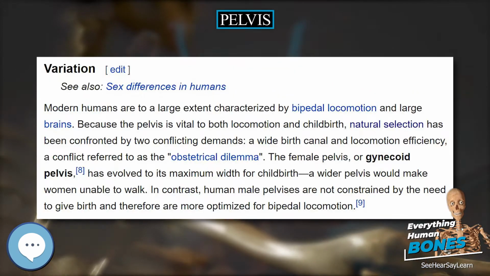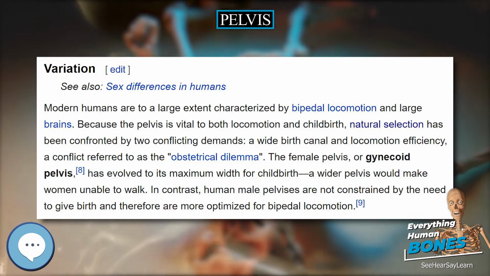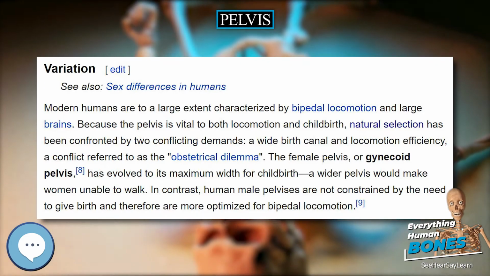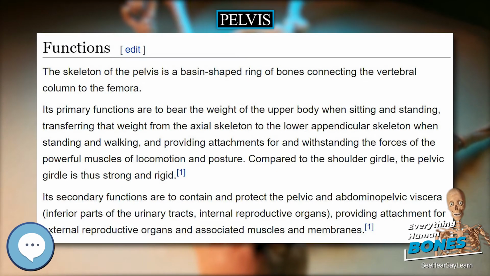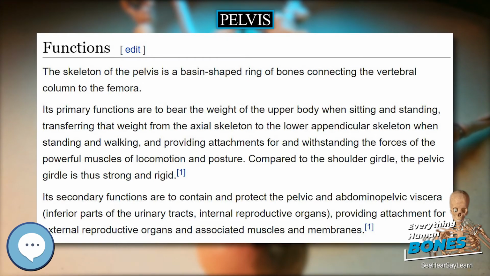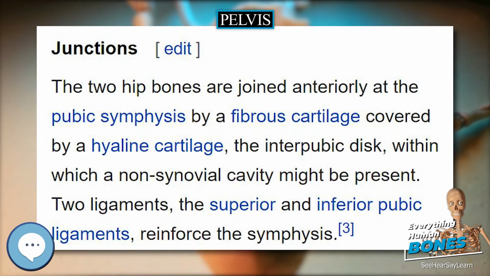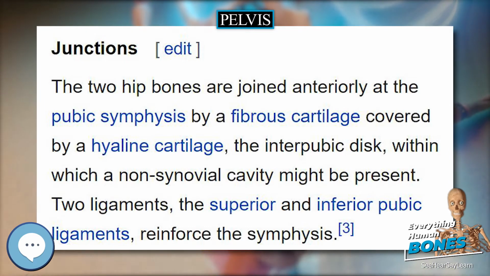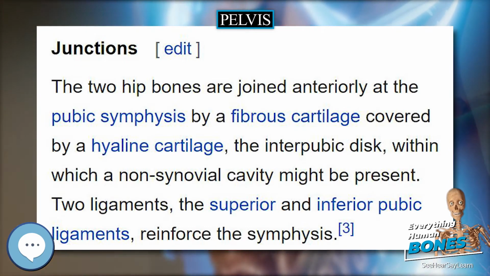Junctions. The two hip bones are joined anteriorly at the pubic symphysis by a fibrous cartilage covered by a hyaline cartilage, the interpubic disc, within which a non-synovial cavity might be present. Two ligaments, the superior and inferior pubic ligaments, reinforce the symphysis.